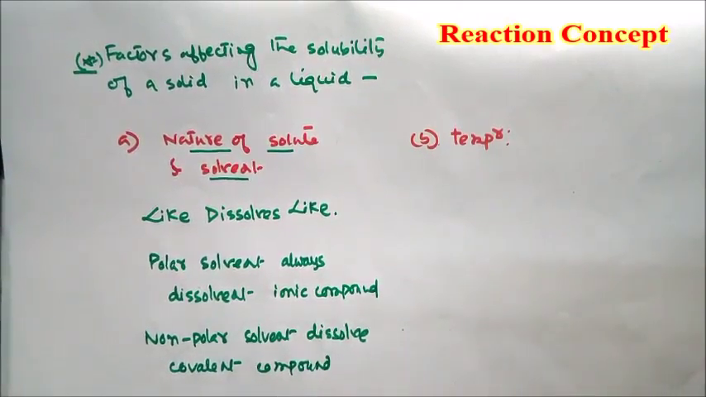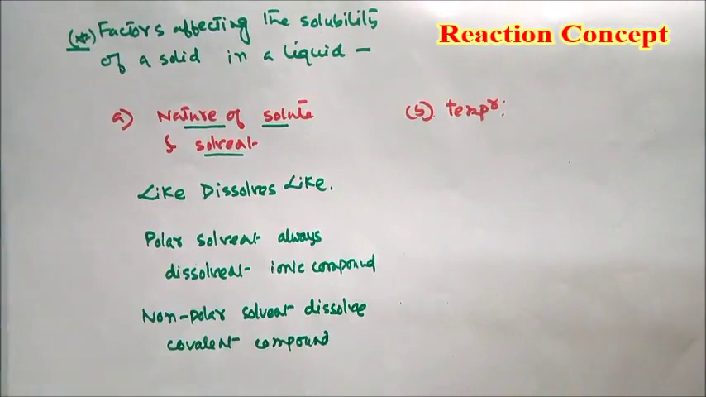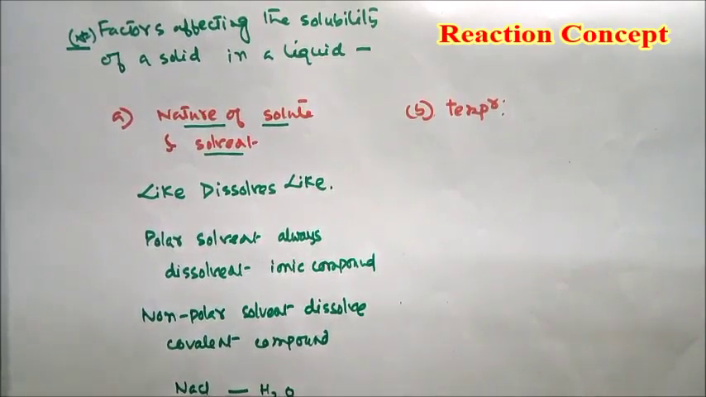These two things you should know: a polar solvent always dissolves an ionic compound, whereas a non-polar solvent dissolves a covalent compound. For example, NaCl is an ionic compound, and it will dissolve in water, whereas iodine is a covalent compound, and it will dissolve in carbon tetrachloride. It is an organic non-polar solvent.